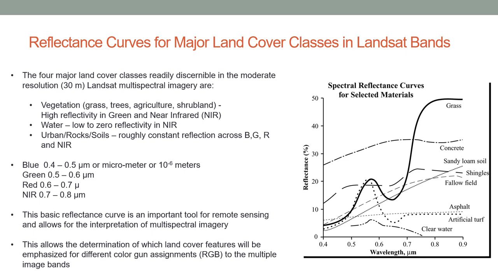Now, this basic reflectance curve is a very important tool for remote sensing, and it allows for the interpretation of multispectral imagery, such that if you are displaying a multispectral image on a computer monitor, knowledge of this reflectance curve will help you interpret the image and see what kind of features are being highlighted with the assignment of which color guns to which bands. And we are going to get into this idea on the next slide.